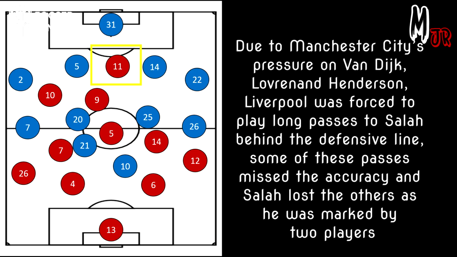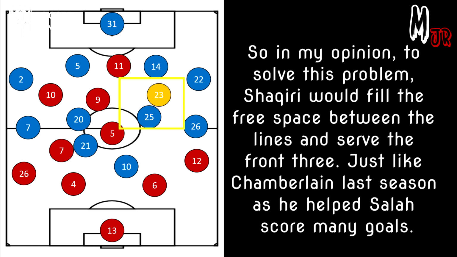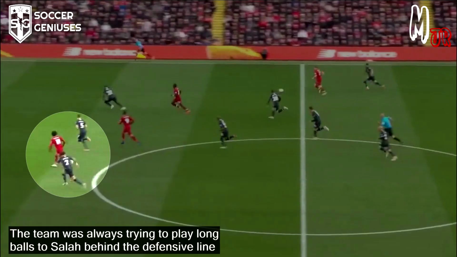Due to Manchester City's pressure on Van Dijk, Lovren, and Henderson, Liverpool was forced to play long passes to Salah behind the defensive line. Some of these passes missed the accuracy, and Salah lost the others, as he was marked by 2 players. So, in my opinion, to solve this problem, Shaqiri would fill the free space between the lines and serve the front 3, just like Chamberlain last season, as he helped Salah score many goals. The team was always trying to play long balls to Salah behind the defensive line.